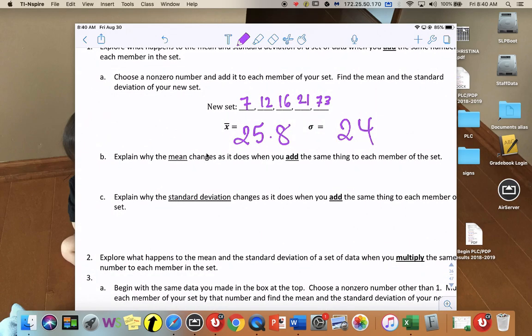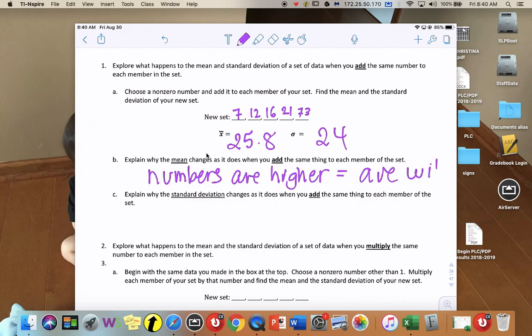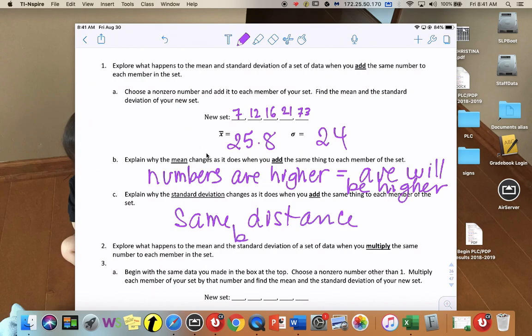All right, explain why the average changes. Since our numbers are higher, our average is higher. Numbers are higher, and that means your average will be higher. Okay, but our standard deviation remains the same when we add the same number because there's still the same distance between the numbers.